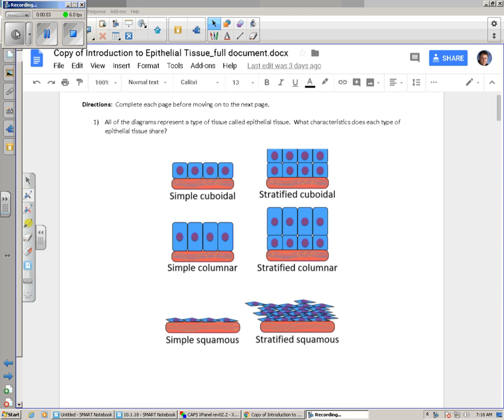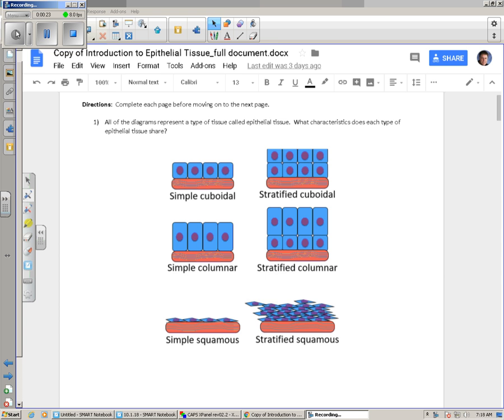Hey, everybody. This is our discussion slash notes on epithelial tissue. I would like to use this document to introduce you to epithelial tissue. You already did it. Should be done. So let's go over it a little bit and a couple of things to highlight.